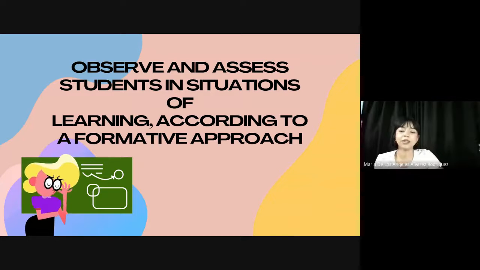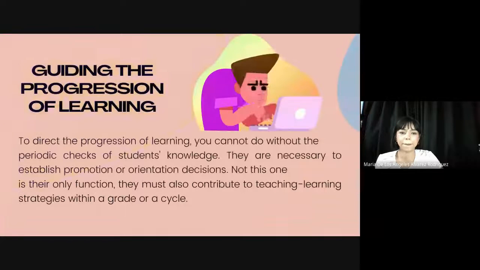Okay, next we have observe and assess students in situations of learning according to a formative approach. Next, please. First, we have guiding the progression of learning.